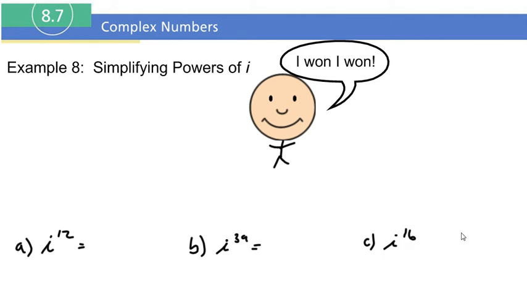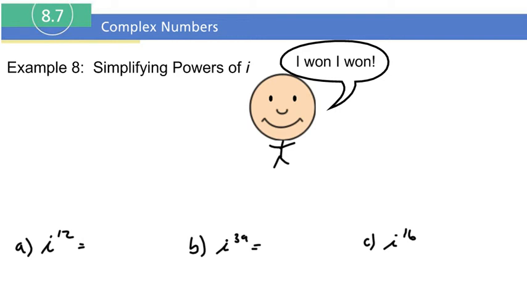All right, let's go now to our last example in this section, example number 8. Okay, so what we want to do now is simplify powers of i. As you can see down here, we want to be able to simplify what is i to the power of 12, what is i to the power of 39, what is i to the power of 16, and i to the power of 1,000. And there is a very quick way of doing this.